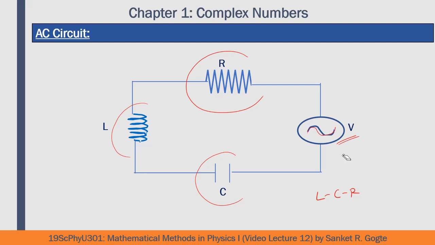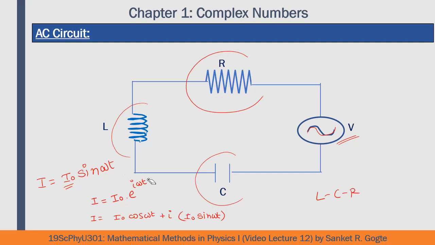If the power supply which is connected to the circuit is an AC power supply, then we expect that the current is also sinusoidal. Let's write this current in this fashion: I0 sin omega t, where I0 is the maximum or amplitude of that current. Now this I can write as a complex number in this way: I0 e to the power i omega t. If we use Euler's formula, then this is actually I0 cos omega t plus i I0 sin omega t.